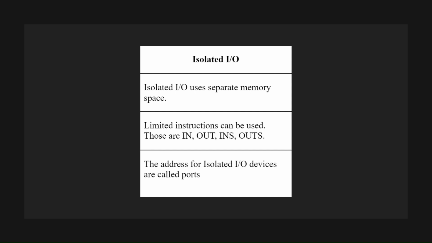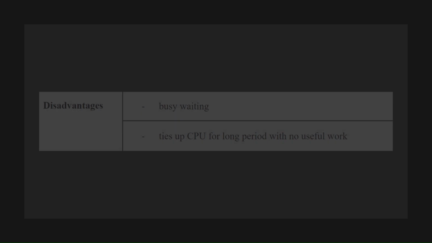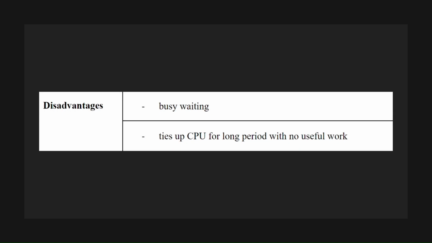Next, I will tell you about the advantages and disadvantages of programmed I/O. First, the advantages are that it is simple to implement and very little hardware support is required. Disadvantages: busy waiting and it ties up the CPU for a long period with no useful work.